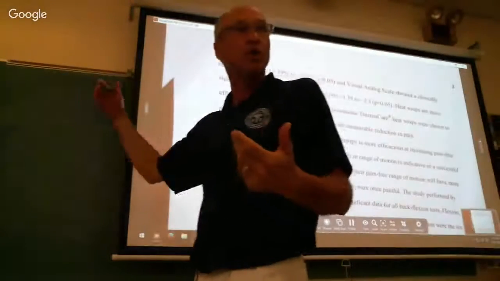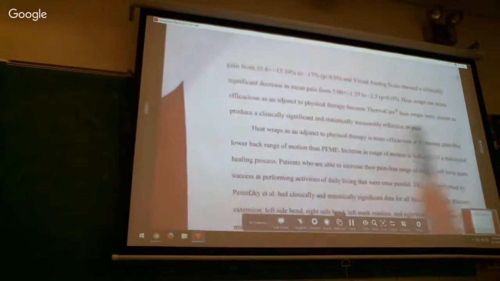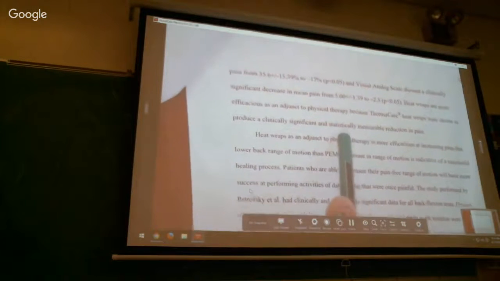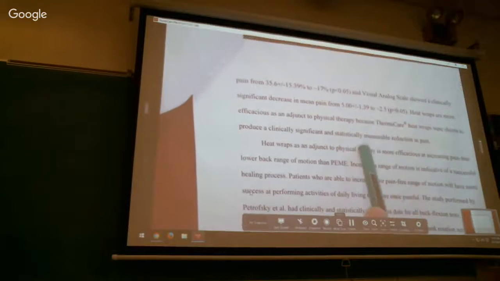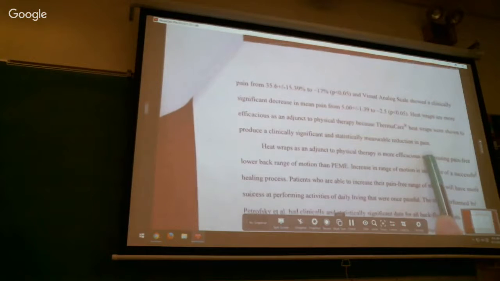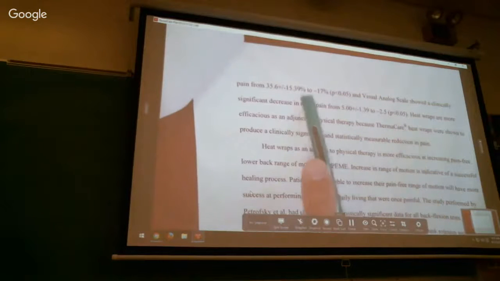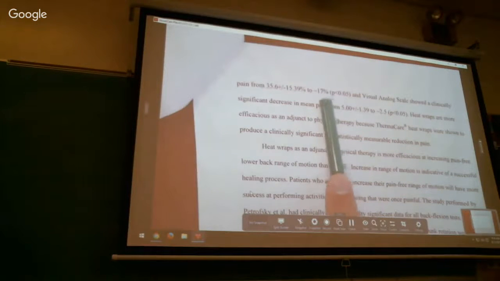But they both seem to move, and they both seem to be validated that it's the treatment that's causing the movement. So what did he conclude? Heat wraps are more efficacious because they were shown to produce a clinically significant and statistically measurable reduction in pain. But so was the other one. Except the ODI index for the second one was insignificant. But the p-value shows clinically insignificant. What? Oh, clinically means it didn't increase to 20%? Oh, because there's only 17%.